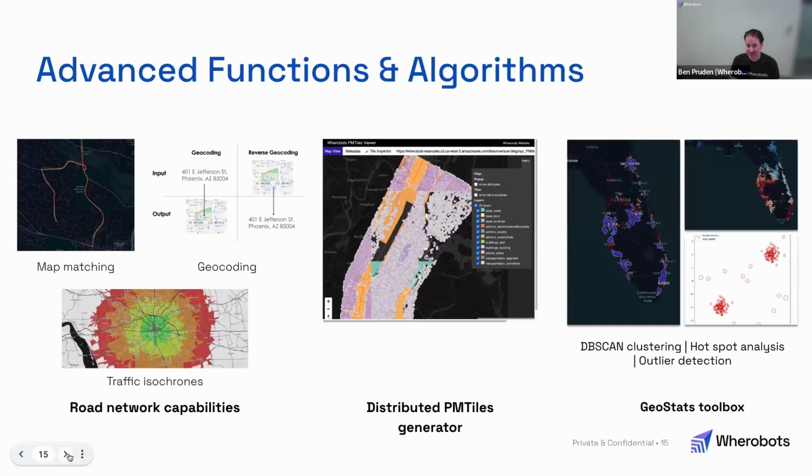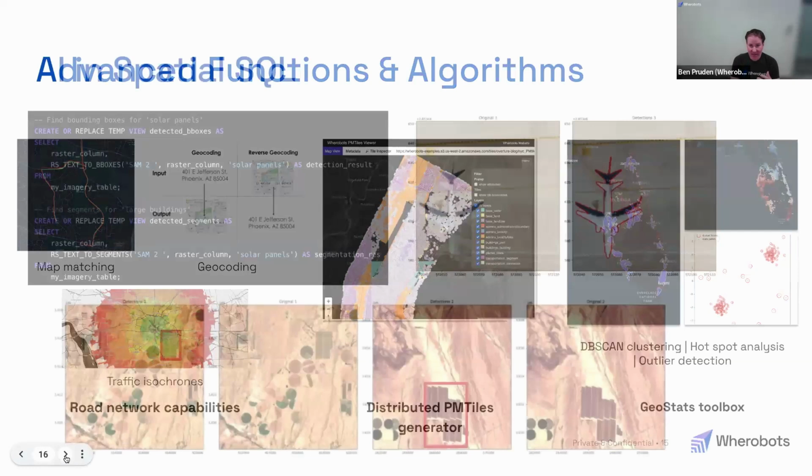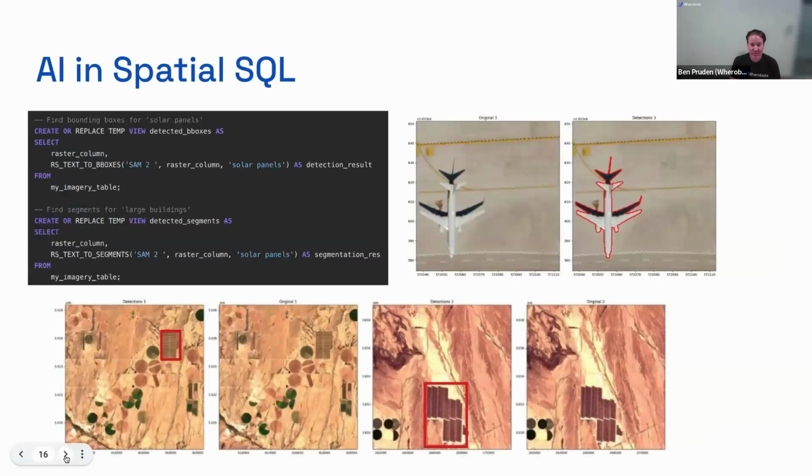We also have advanced functions for things like DBSCAN, hotspot analysis, outlier detection. So a lot of rich functions that really help you answer questions about the physical world. And then lastly, I mentioned this already, we really want to make it easy for teams to use and leverage AI in their spatial data products.